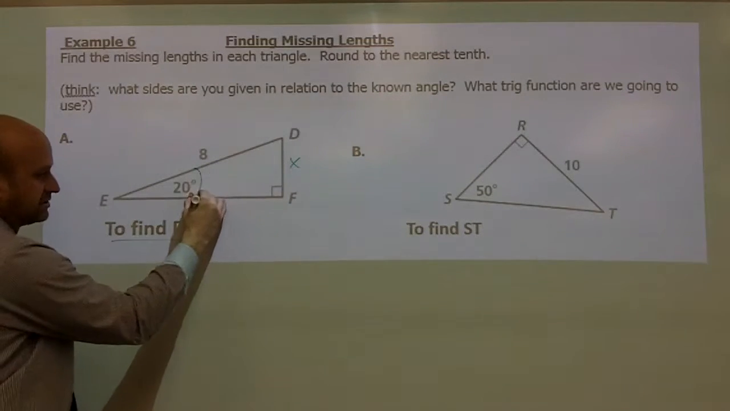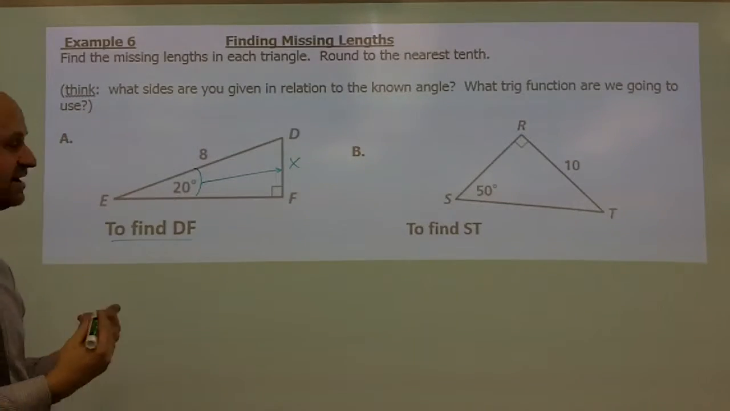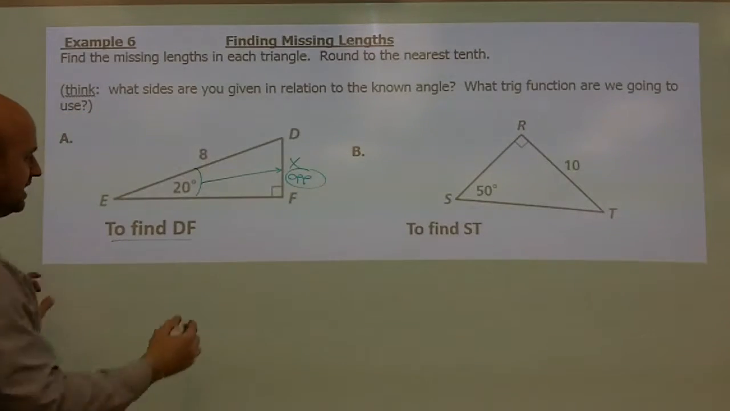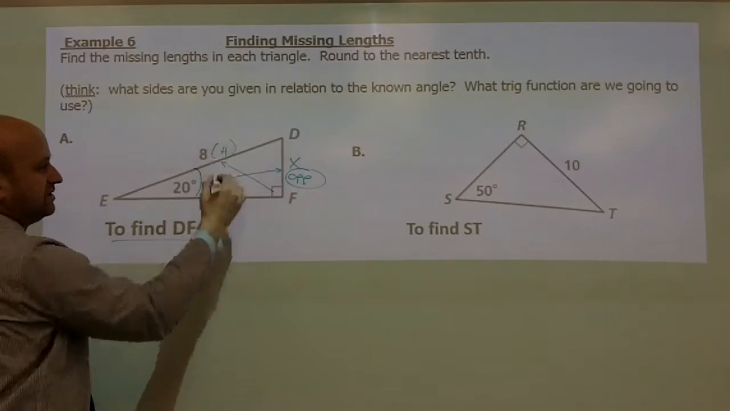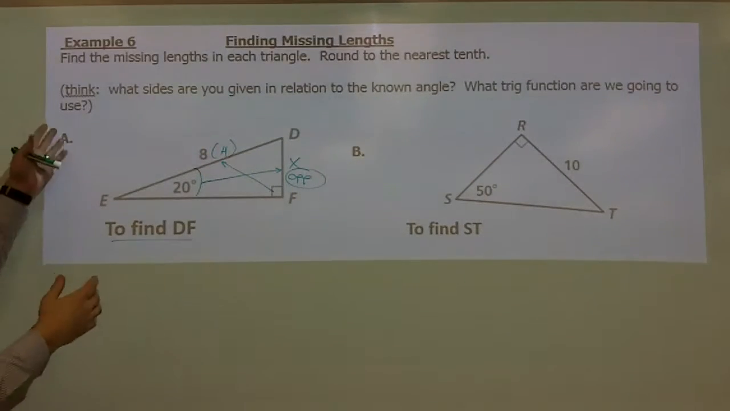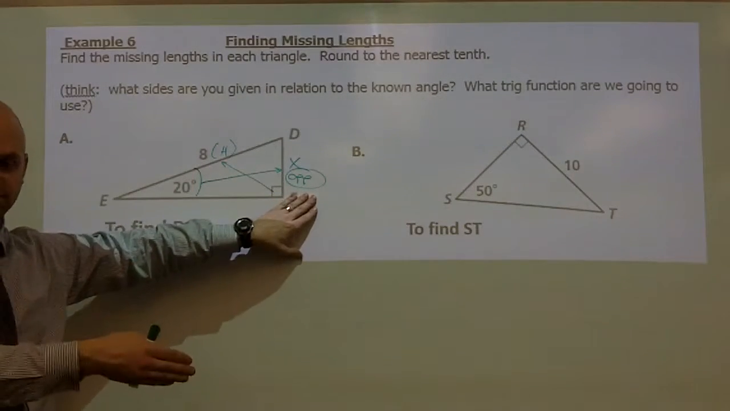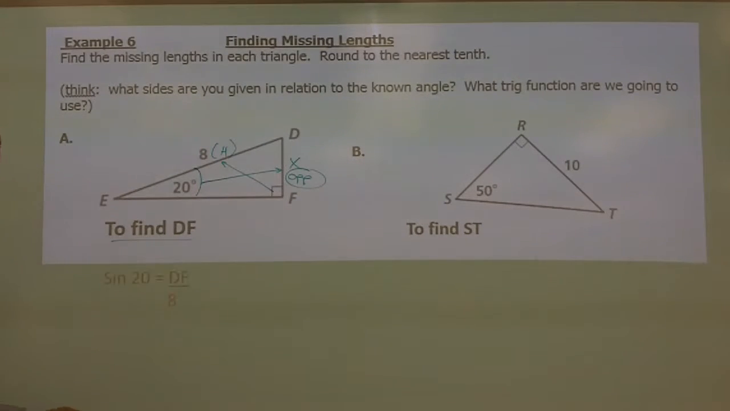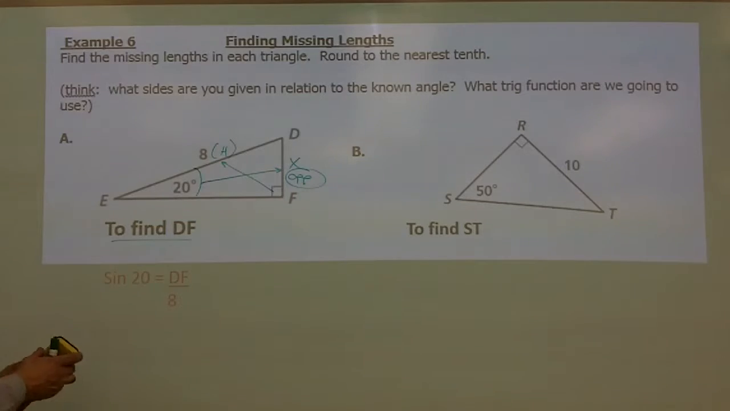Our angle here is 20. If we draw a line across, that identifies our missing side to be the opposite side. And if we look here at 8, 8 is across from the 90-degree angle, so this is going to be our hypotenuse. In this example, it does not tell us which trig function to use, but because we are trying to find the opposite side and we're given the hypotenuse, we're going to use sine. So our equation would be sine of 20, sine of the angle, is equal to the length we want divided by the hypotenuse.